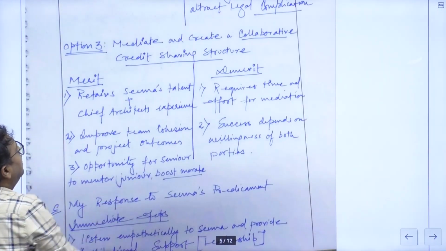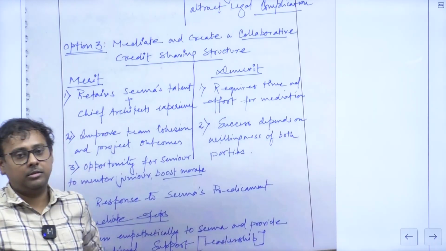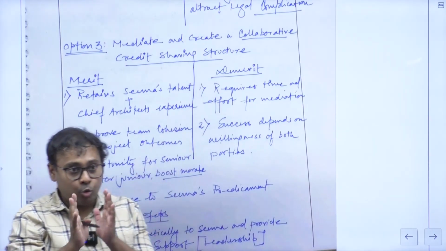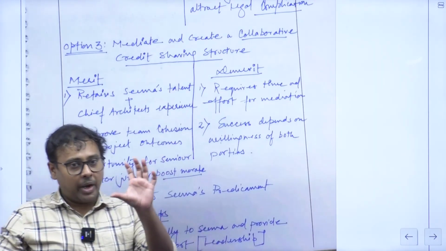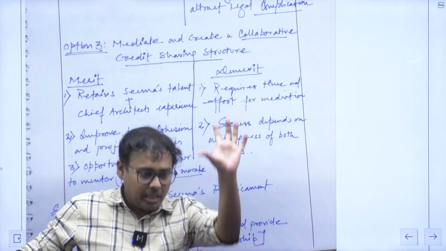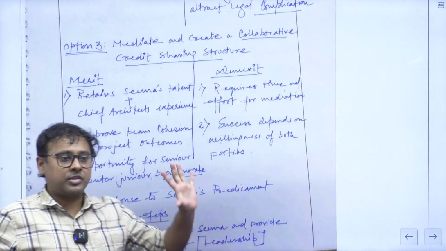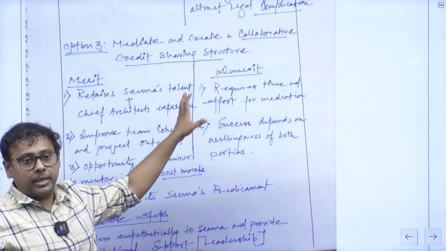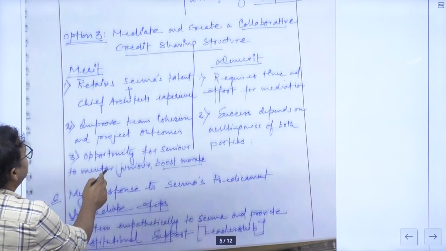Okay? Now option 3 is mediate and create a collaborative credit sharing structure. The moment you write this, this is how to manage a crisis. We create a credit sharing structure. That is, your domain is this, your role is this, you do your job in this particular domain, you accomplish it, you get credit. Seema does it, Seema gets credit for the role she does. The senior architect does it, he gets credit for what he does. Okay?